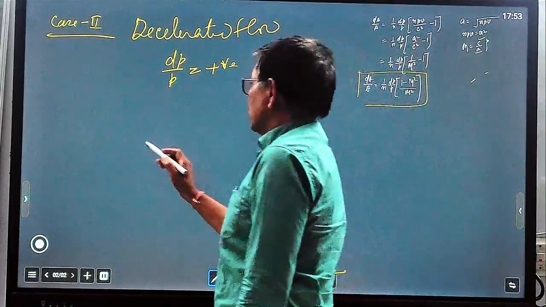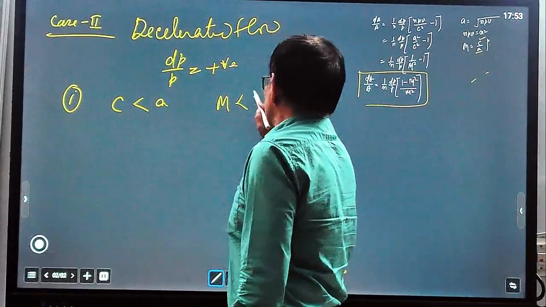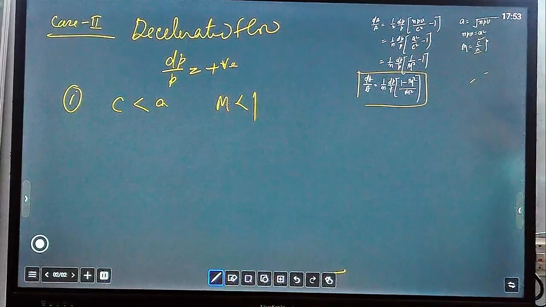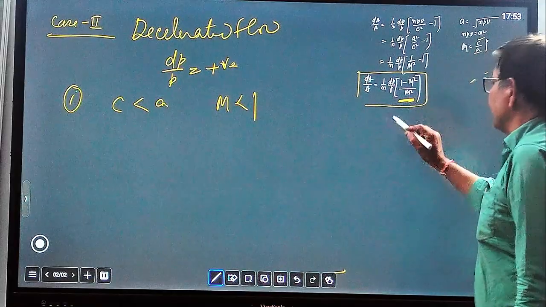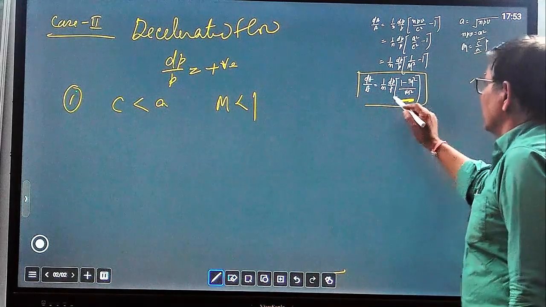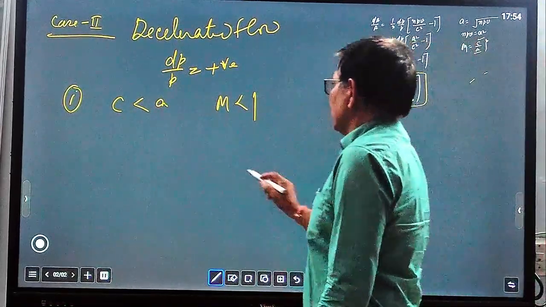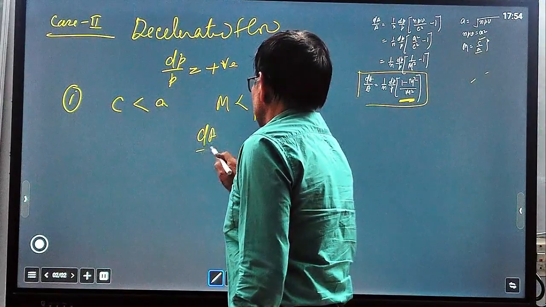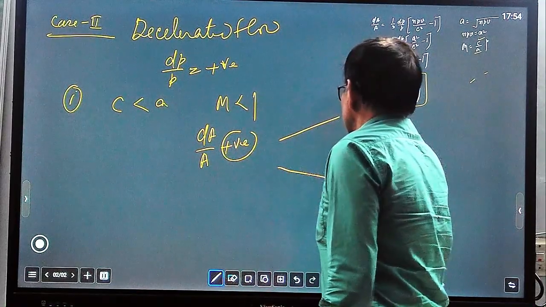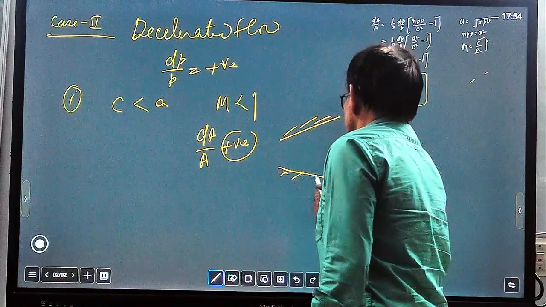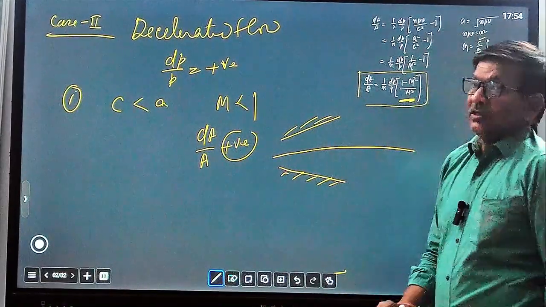So in the first case we take C less than A, so M less than 1. When C is less than A, M is less than 1, so the value in the bracket is positive, and dP by P is already positive. So dA by A is positive for case 1. So here the nozzle is a diffuser, that is divergent. The nozzle will become divergent type. This one is a diffuser.